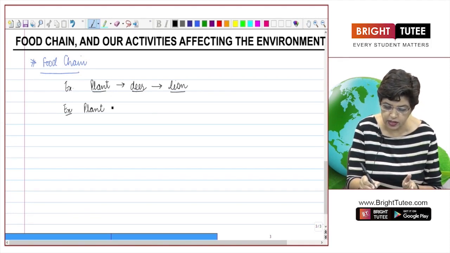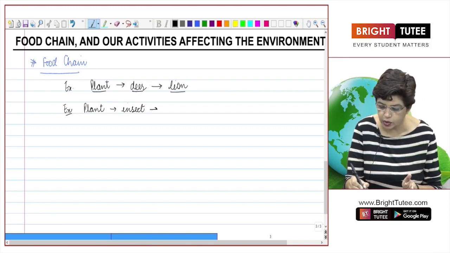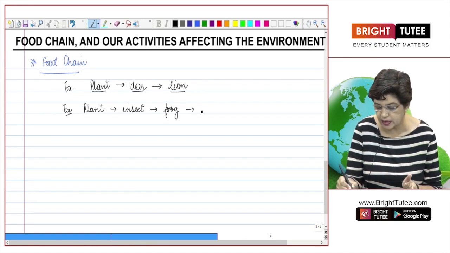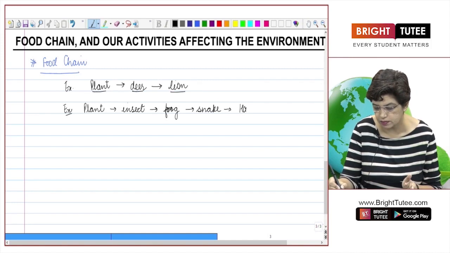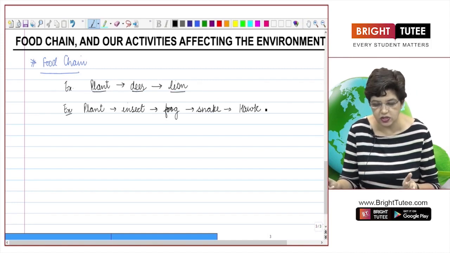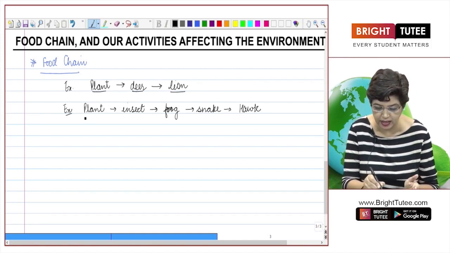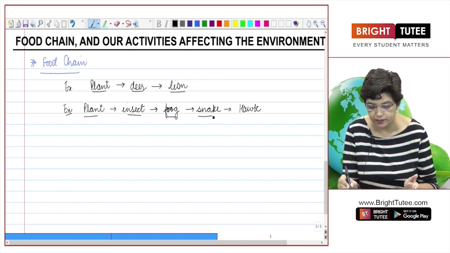Plant eaten up by an insect like a grasshopper, which in turn is eaten up by a frog, then snake and maybe a hawk. So this is another example of a food chain containing 5 levels.